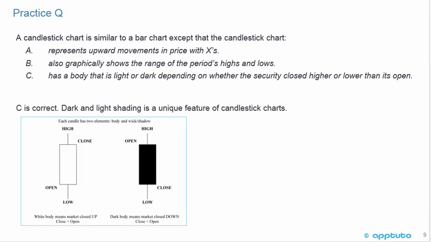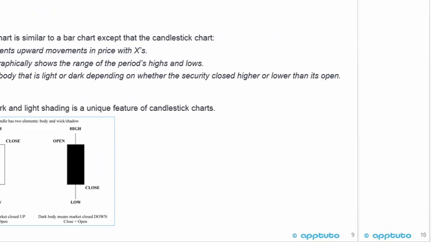A candlestick chart is similar to a bar chart, except that the candlestick chart C has a body that is light or dark, depending on whether the security closed higher or lower than its open. So C is correct. Dark and light shading is a unique feature of candlestick charts, and I just copy and paste the picture from the previous slide showing on the left. The white body means the market closed up, the close is higher than the open, and the shaded or dark body means the market closed down, the close was lower than the open.